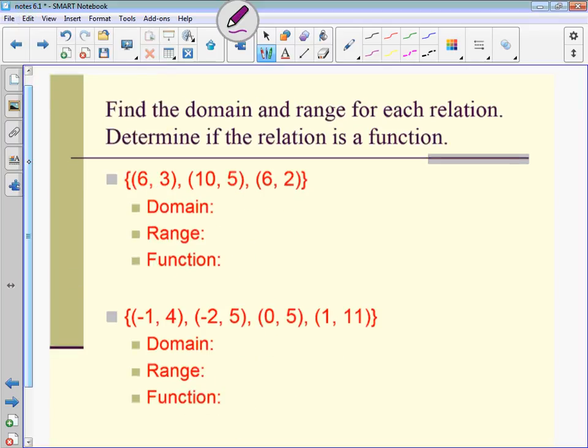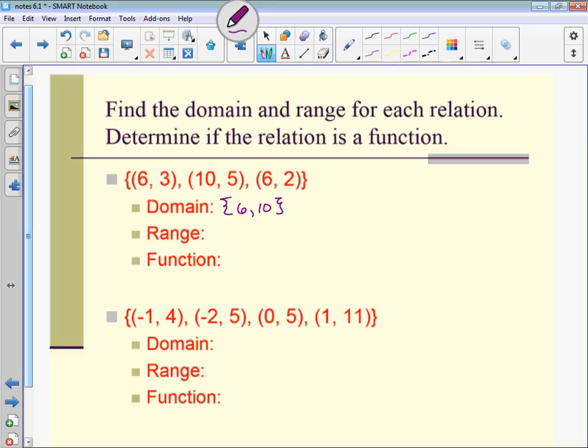Let's not write all of this down because I think you guys know this. If you don't know this, tell me. Do you know what domain and range are? What is domain? Okay, what is range? Okay, so let's just do these together out loud. What is the domain of this first set of points? Okay, do I list the 6 twice? No, okay. Squiggly bracket, 6 and 10. Okay. What's the range?